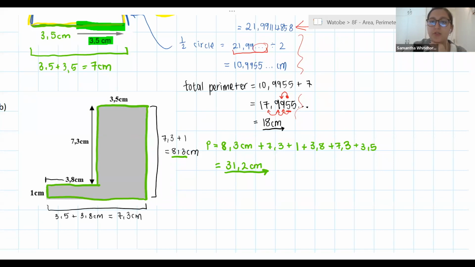Okay, perimeter is one of those where we sort of think it's easy, but the more complex a shape gets, the harder it actually becomes. And so we do need to be very, very careful when we do these sorts of questions. Okay, I'm hoping we all got screenshots.